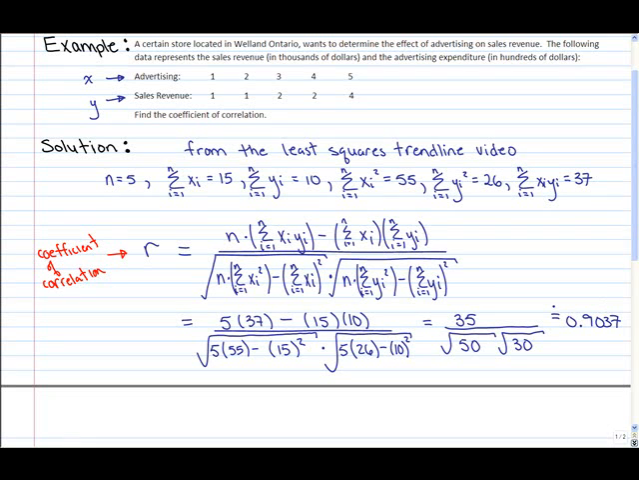Okay, so what does this value, 0.9037, actually mean? Well, yes, it's your correlation coefficient, but what does it tell you about the association between the two variables of advertising and sales revenue? Well, this value of 0.9037 just simply states that we have a positive, strong correlation between X and Y because your value is very close to 1.